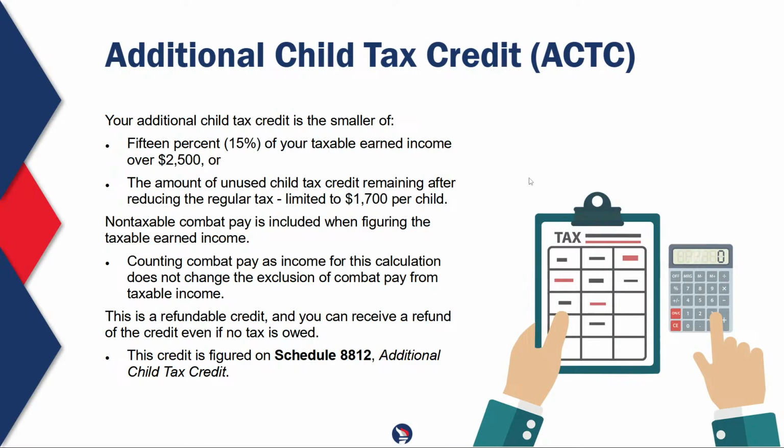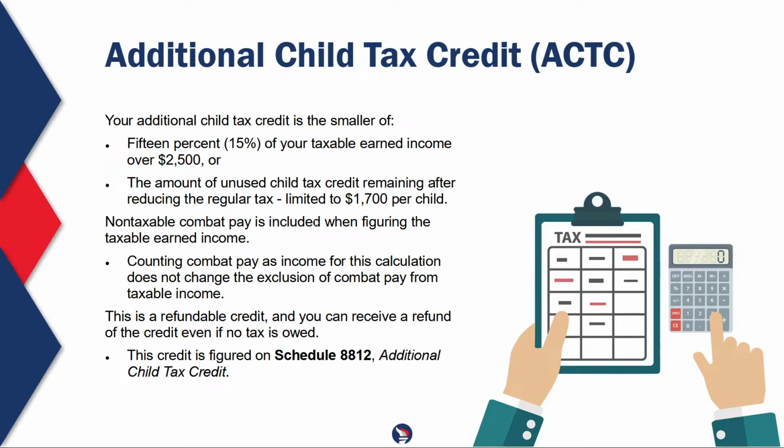Additional child tax credit is the smaller of 15% of your taxable earned income over $2,500, or the amount of unused credit remaining after reducing the regular tax, limited to $1,700 per child. So if you're low income, you might not get all of the additional child tax credit. So do keep that in mind. It's not straightforward, whatever's left over, I get $1,700. Well, no, that's not true. If your income was very low, it's going to be adjusted.